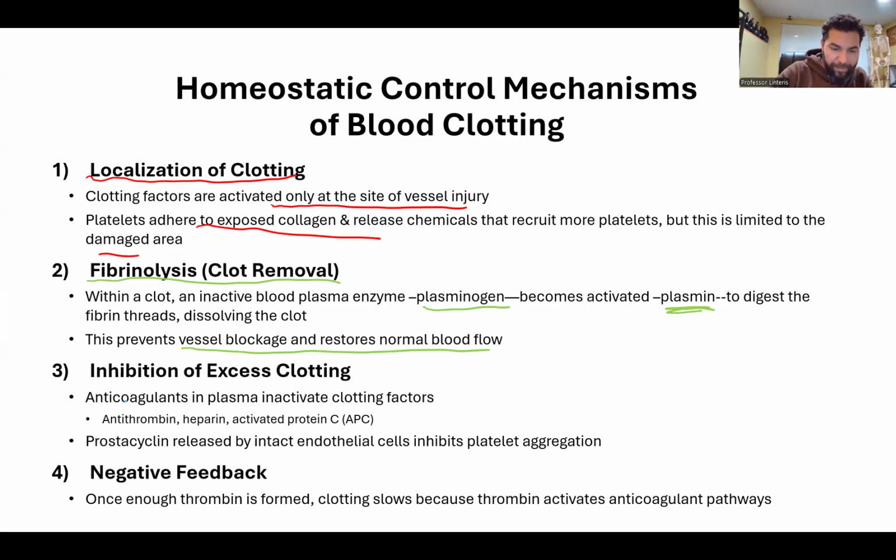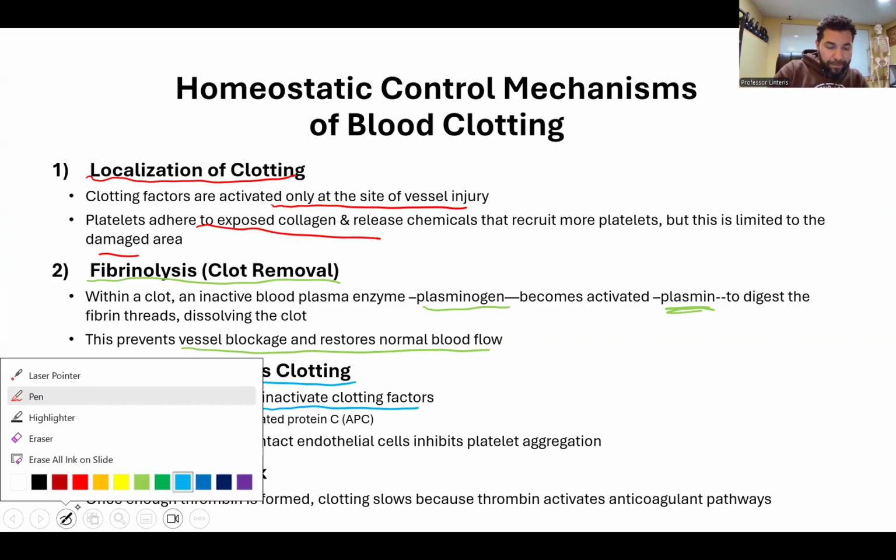We have another ability to prevent excess clotting. We have heparin and things like that in our body that are basically anti-clotting factors. So we make certain chemicals that can prevent clots, right? And we'll talk about heparin as far as treatment options and things like that as well.